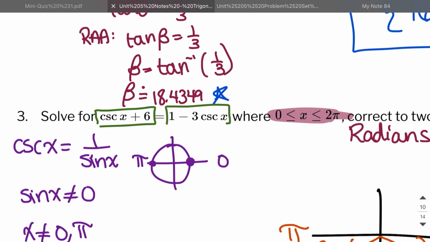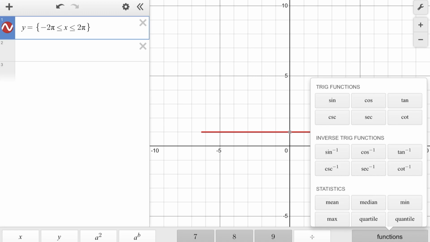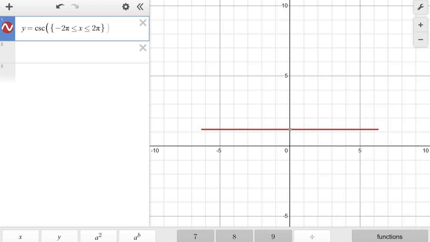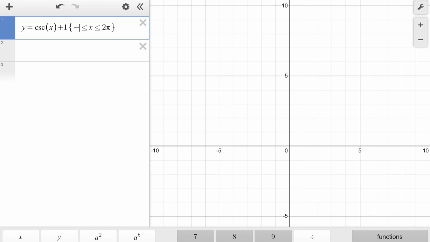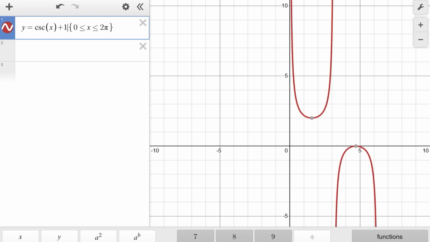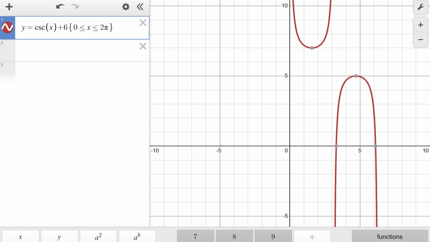The right side of my equation is going to be the other line that I have in Desmos, 1 minus 3 cosecant x. Let's go ahead and see what that looks like. So here I would type in cosecant of x plus 1. And then I would also change my restrictions because it says it only needs to be from 0 to 2 pi. And sorry, I meant to say plus 6, so let's fix this to plus 6.